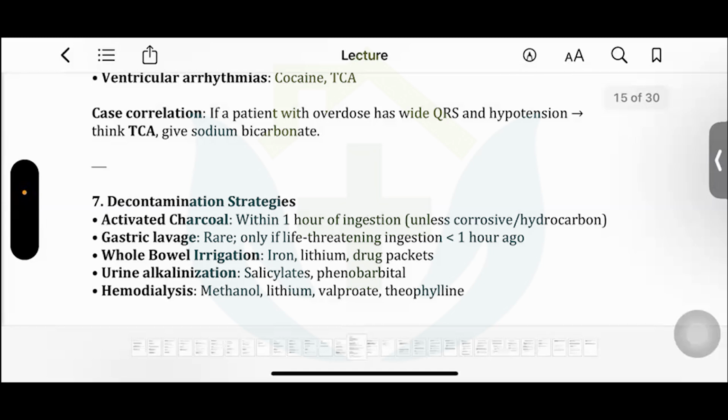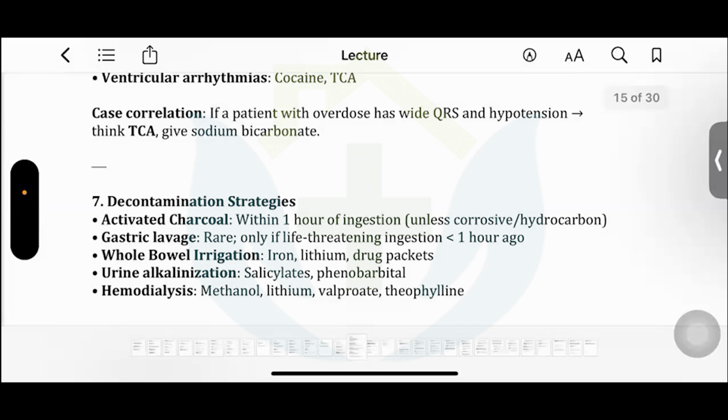Gastric lavage, rarely, only if life-threatening ingestion less than 1 hour ago and the patient is fully conscious. Otherwise, during gastric lavage, patients can aspirate and die. Whole bowel irrigation is specifically performed in cases of iron, lithium, and drug packets. Urinary alkalinization is done in case of salicylate, phenobarbital, and TCA.